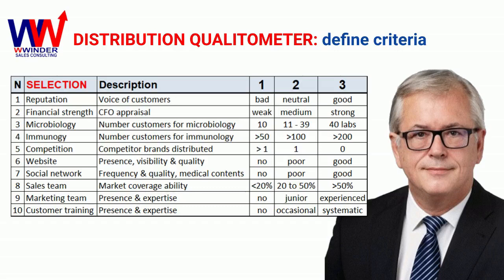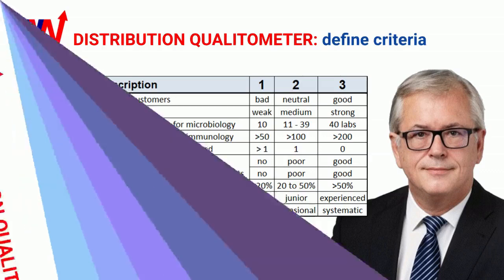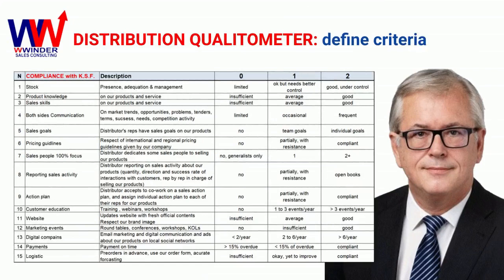Remember, I advised you to give scores of 1 to 3 on each of the criteria you defined. It's important that each of your sales reps uses the same grading scale, and to do this it's important to define what each grade will correspond to. Do this for distributor selection criteria. And do this also for the compliance criteria.